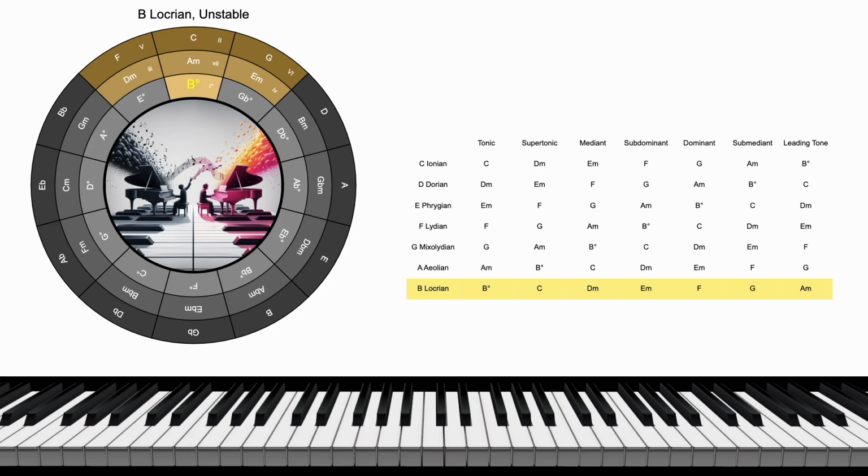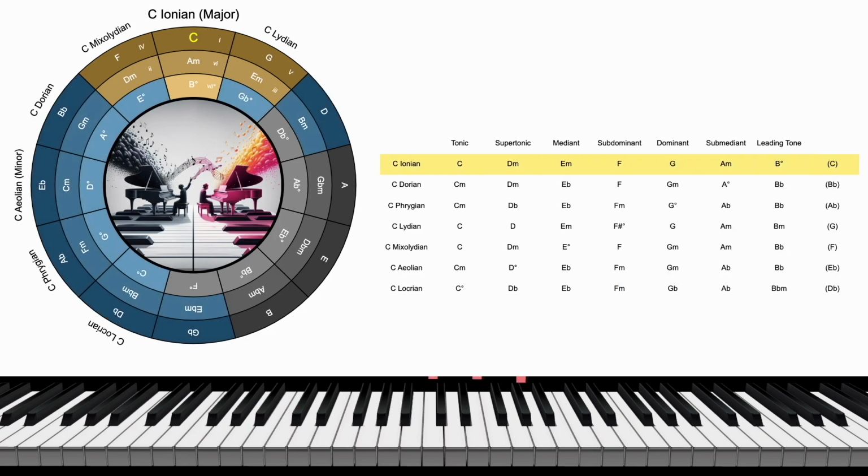To get a list of the borrowed chords, let's use C major as an example, which is highlighted in gold. We change the table so that the starting or tonic note is C for each mode. These are the chords that we can borrow, which are highlighted in blue. As you can see, each mode relates to a different major key.